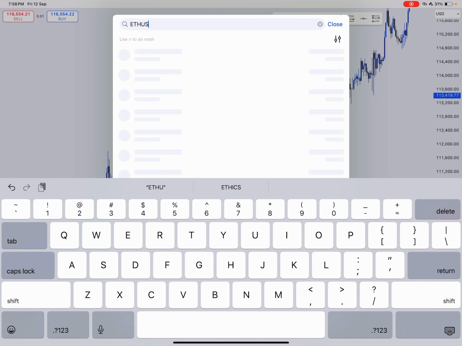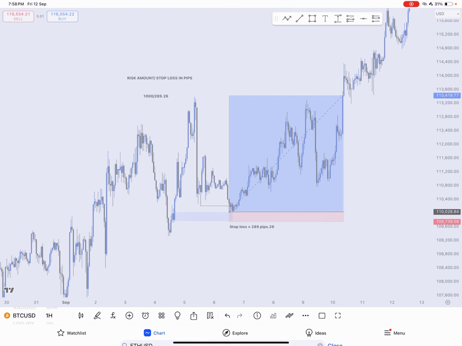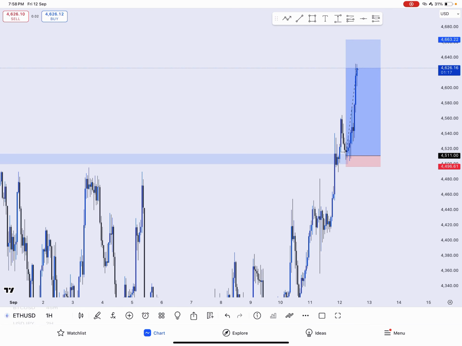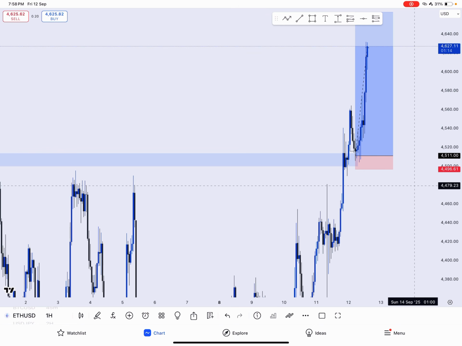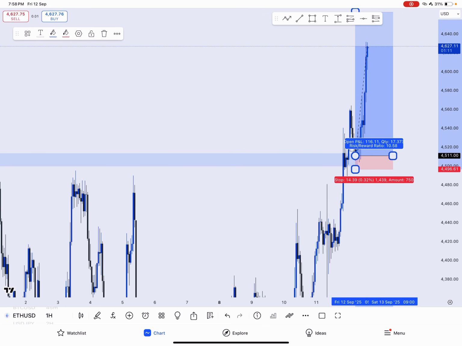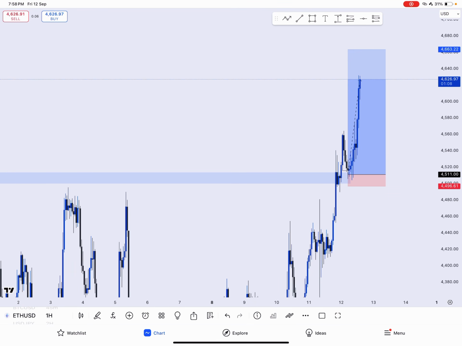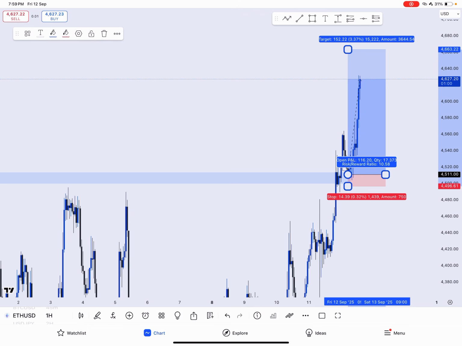The same is applicable to Ethereum USD. Same process. The stop loss in pips here is 14.39 stop loss pips. Whichever amount of money you're willing to risk, you divide it by the stop loss in pips of the crypto pair. So this is Ethereum USD, the stop loss in pips is literally right here, 14.39. If you're risking $1,000, you do 1,000 divided by 14.39, and you get 69.49. This is your lot size.